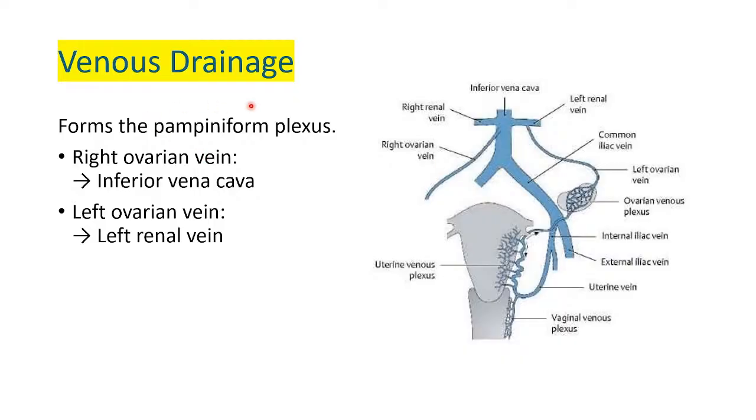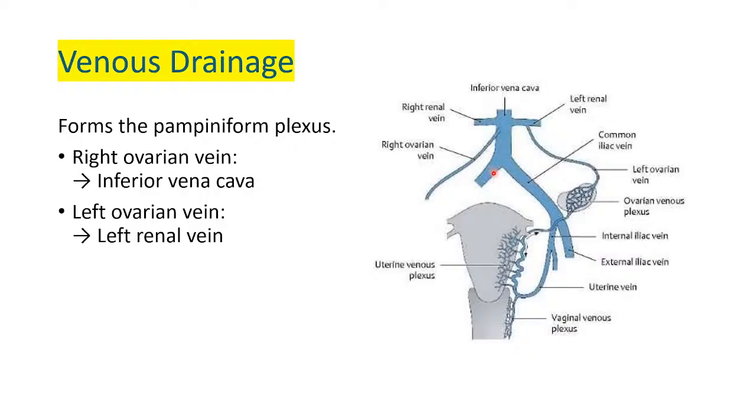So the venous drainage of the ovary forms the pampiniform plexus. The right ovarian vein drains into the inferior vena cava. Then the left ovarian vein drains into the left renal vein. So you can see they drain differently. We are saying that the right ovarian vein drains in the inferior vena cava, whereas the left ovarian vein drains in the left renal vein.